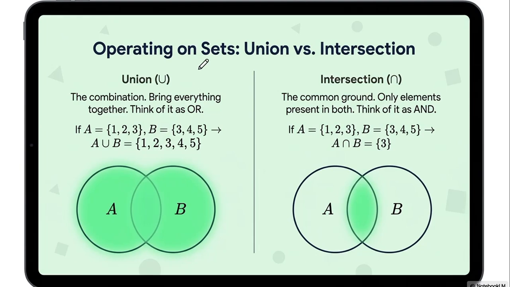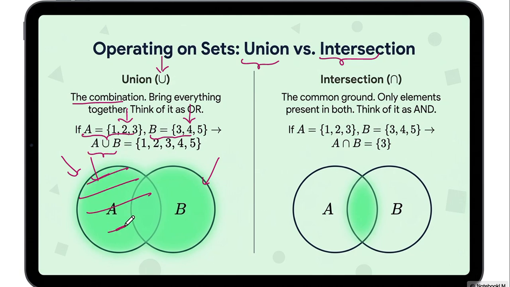Look at the next part, that is union versus intersection. So what is the meaning of union? Union is nothing but the combination. For example, let's say this is a set A, it contains the elements 1, 2, 3, and the other set is B, which has the elements 3, 4, 5. If I draw the diagram, this is A and this is B. So union means all of this, A and B, we have to collect all the elements of A and B.